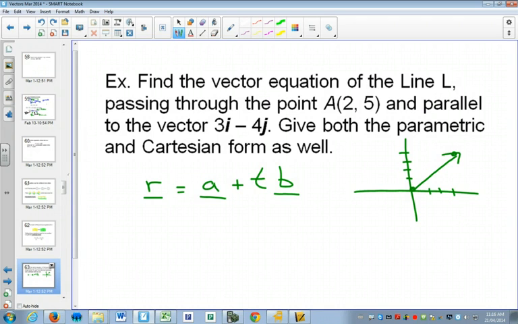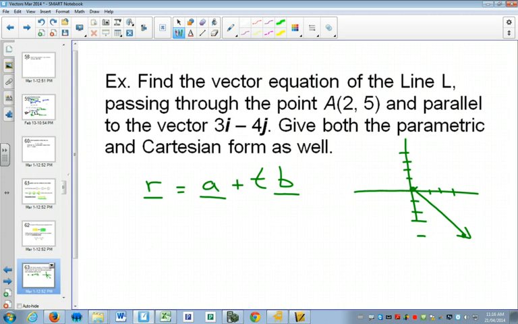Because it's parallel, it's going to be exactly the same. Minus 4, and I did positive 4. Here we go, 1, 2, 3, 4. There we go. 3 in the x direction, 4 down. That would be the vector 3i minus 4j. And that's its direction. That's the direction we're going in.